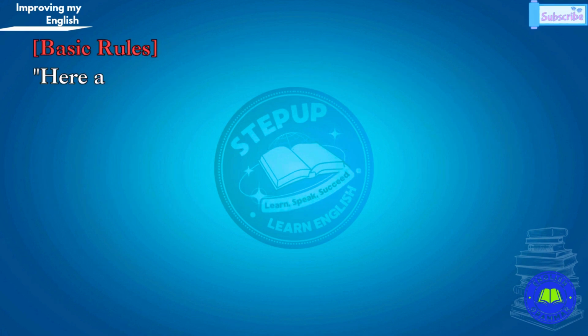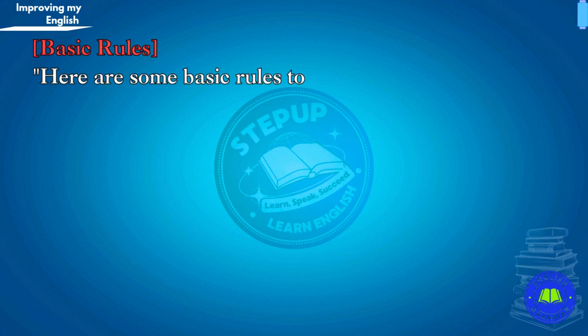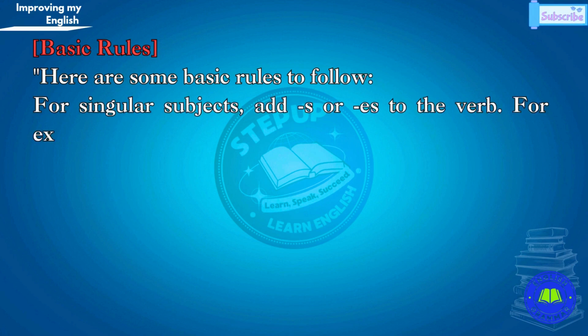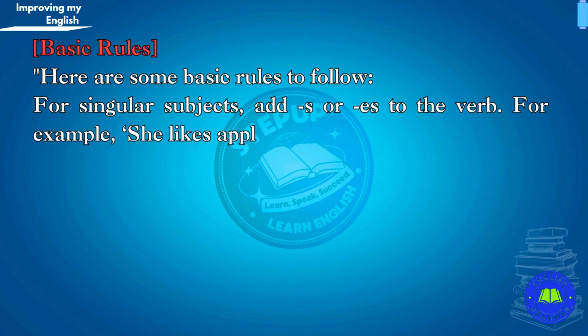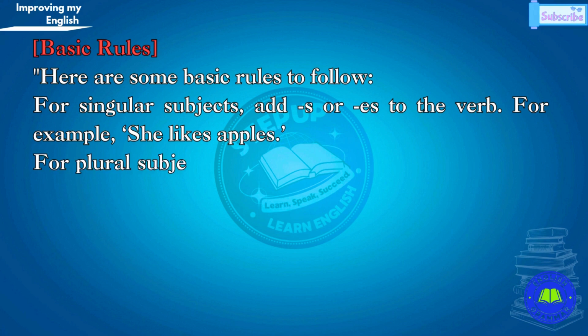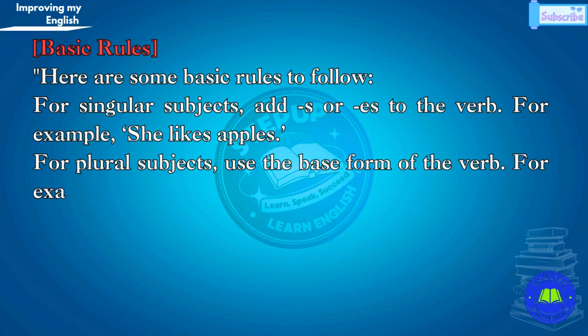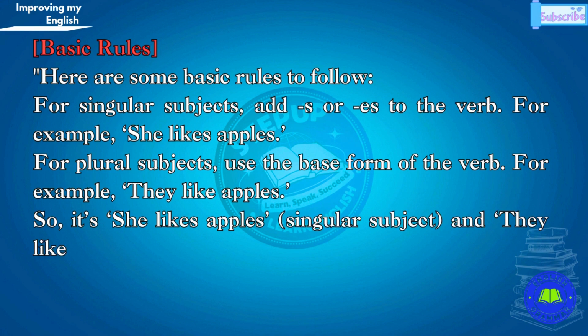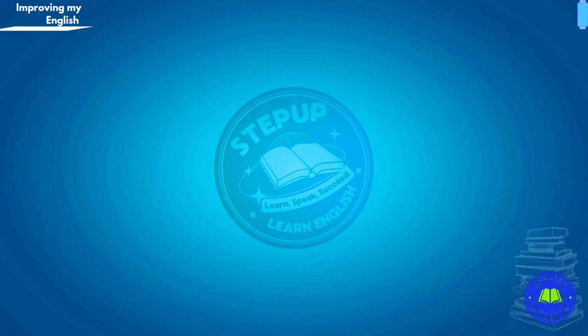Basic rules. Here are some basic rules to follow. For singular subjects, add s or es to the verb. For example, she likes apples. For plural subjects, use the base form of the verb. For example, they like apples. So it's she likes apples, singular subject, and they like apples, plural subject.